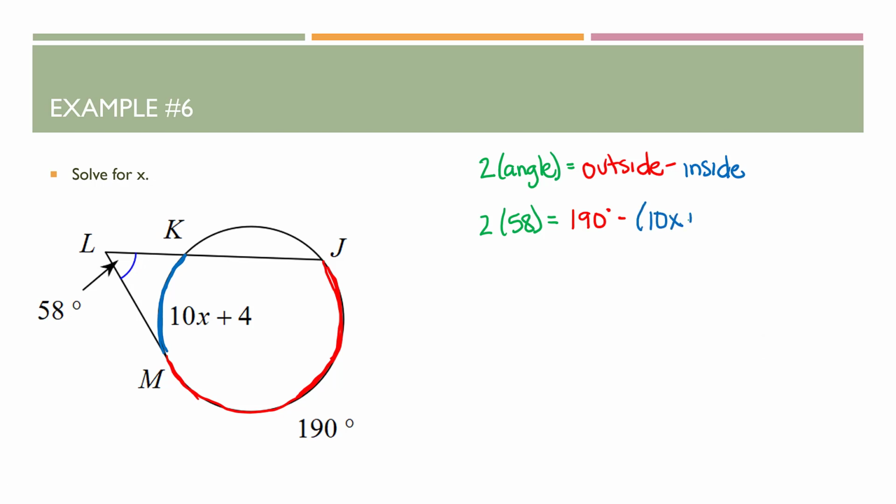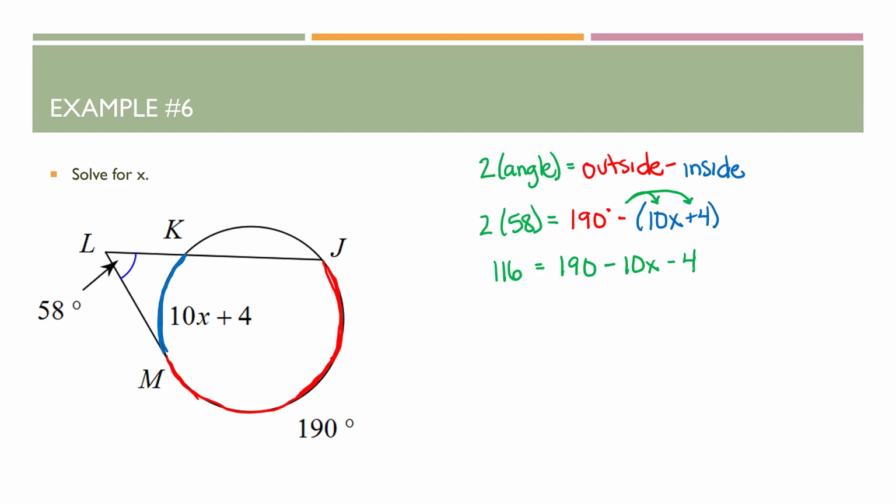10x plus 4. And yes, we need to put those parentheses around 10x plus 4 because we are subtracting the whole inside piece of the arc. So now, because of those parentheses, we can see that we need to distribute that minus sign. So distribute this minus sign here. 2 times 58 is 116 equals 190 minus 10x minus 4.